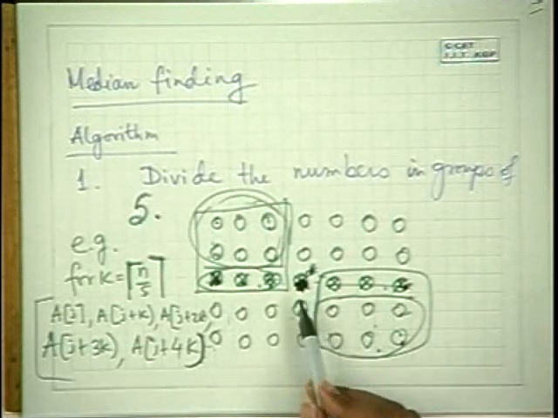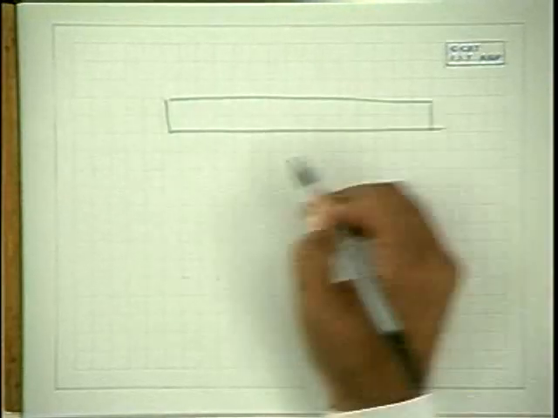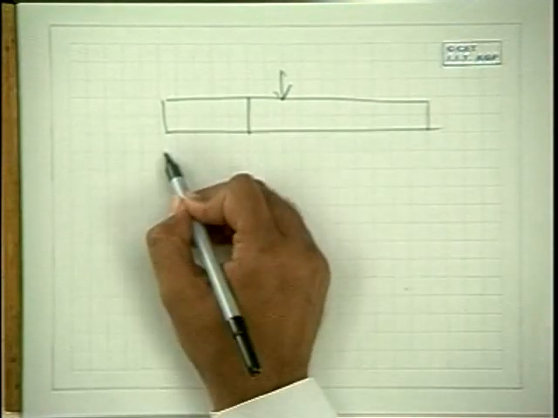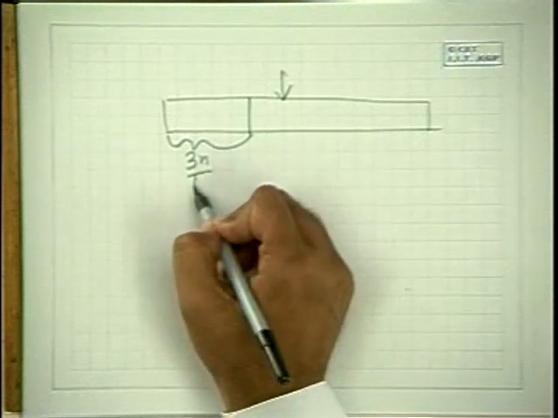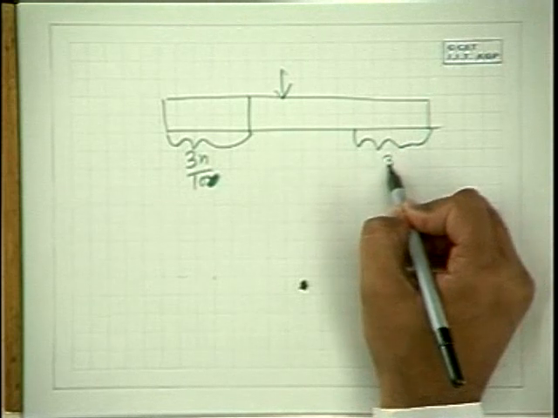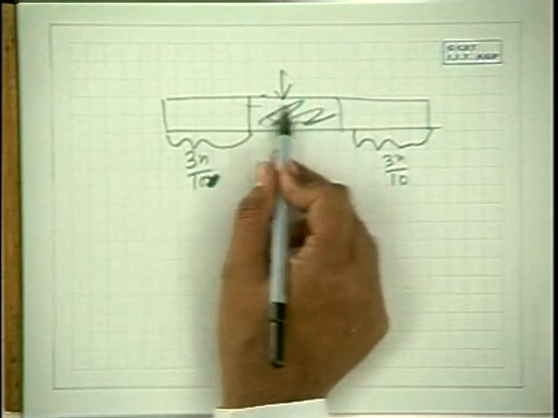So we know at least 3n over 10 elements are greater than this person, and at least 3n over 10 elements are less than this person. So what does it mean now? In terms of the picture, my pivot is sitting somewhere. But I know at least 3n over 10 is here, and at least 3n over 10 is here. I don't know exactly where this pivot is, it can be anywhere, but this is guaranteed.